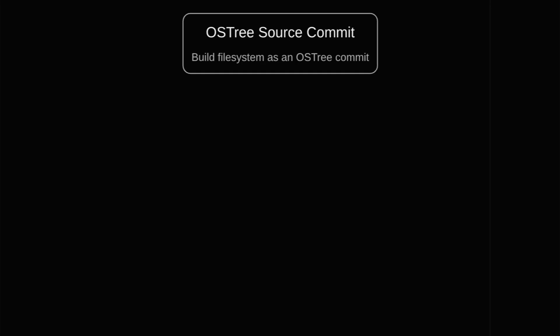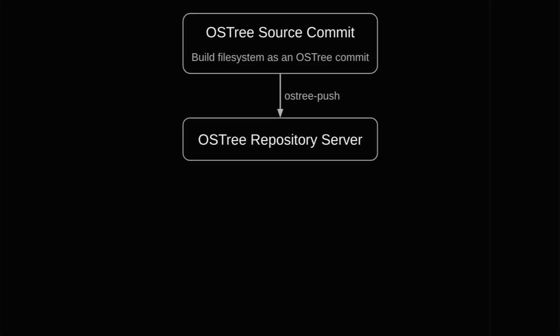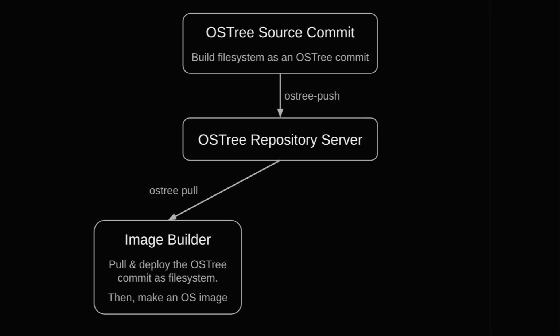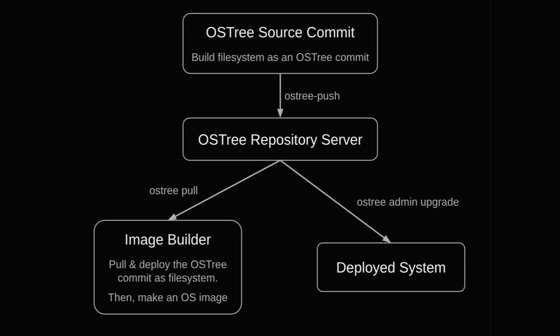Okay, here's the flow. The first step is to build the file system as an OSTree commit, and then we can push the OSTree commit to an OSTree repository server, and then the image builder can pull and deploy the OSTree commit as a file system from the OSTree repository server, then make an OS image. And some deployed systems can use ostree admin upgrade to get the latest OSTree commit from the OSTree repository server.